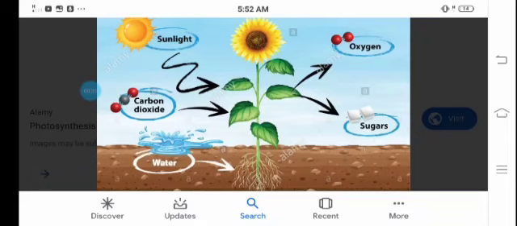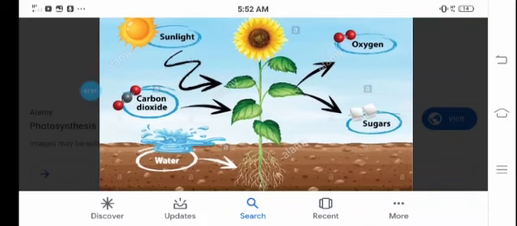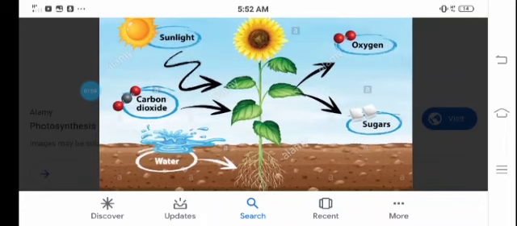Later, we studied what are the components used by plants for doing this process. What are the different components used by plants for undergoing photosynthesis? Carbon dioxide, sunlight, water, in presence of green pigment chlorophyll. It will undergo photosynthesis and it is happening in the leaf.